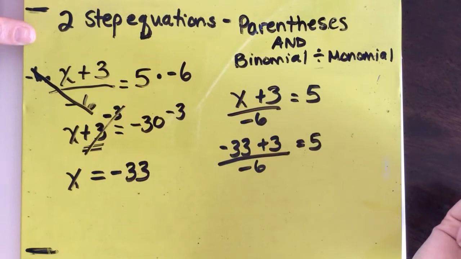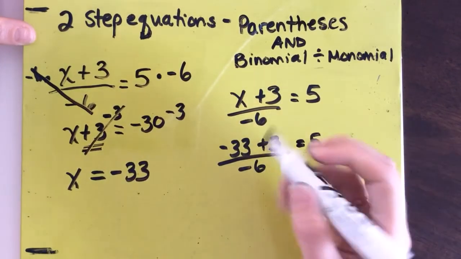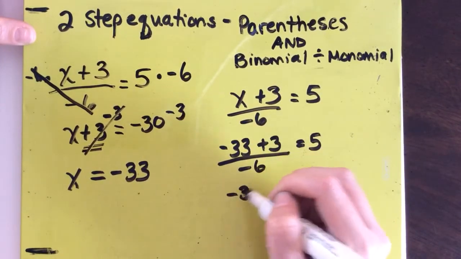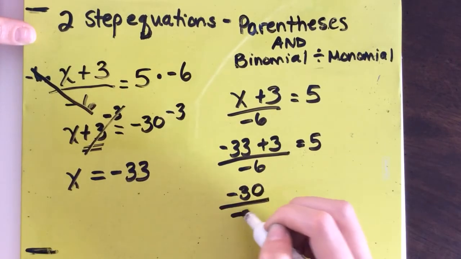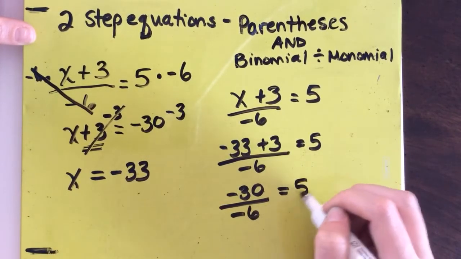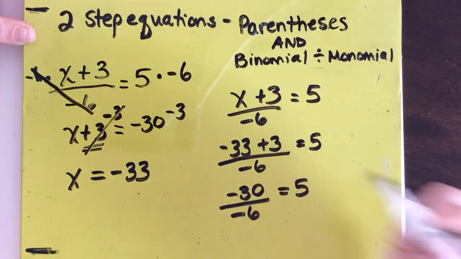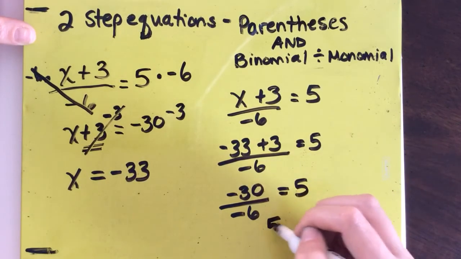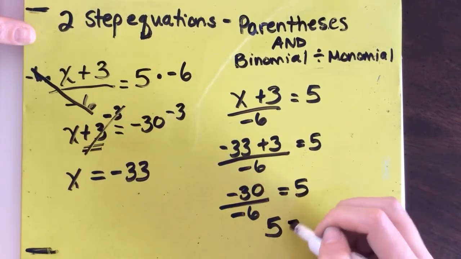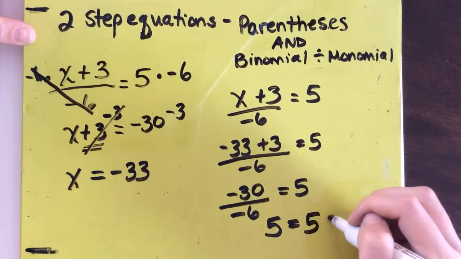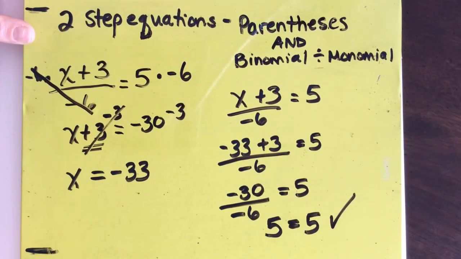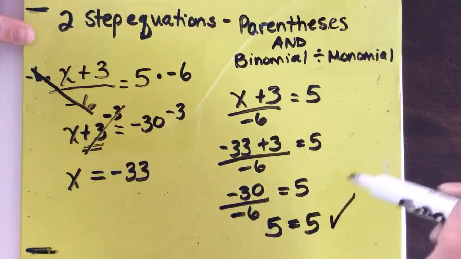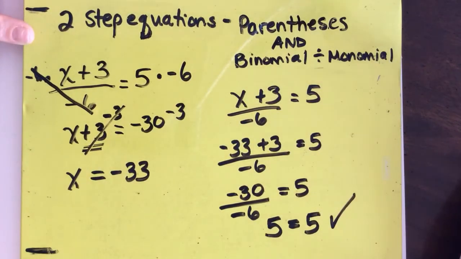I'll work out my numerator first. Negative 33 plus 3 is a negative 30. Divide by negative 6 equals 5. Everything else stays the same. Then I have a negative 30 divided by a negative 6. We know a negative divided by a negative is a positive 5. In this case, equals 5. So I know my answer is correct. x equals negative 33 because when I put it into this equation, the left and right side balance out.